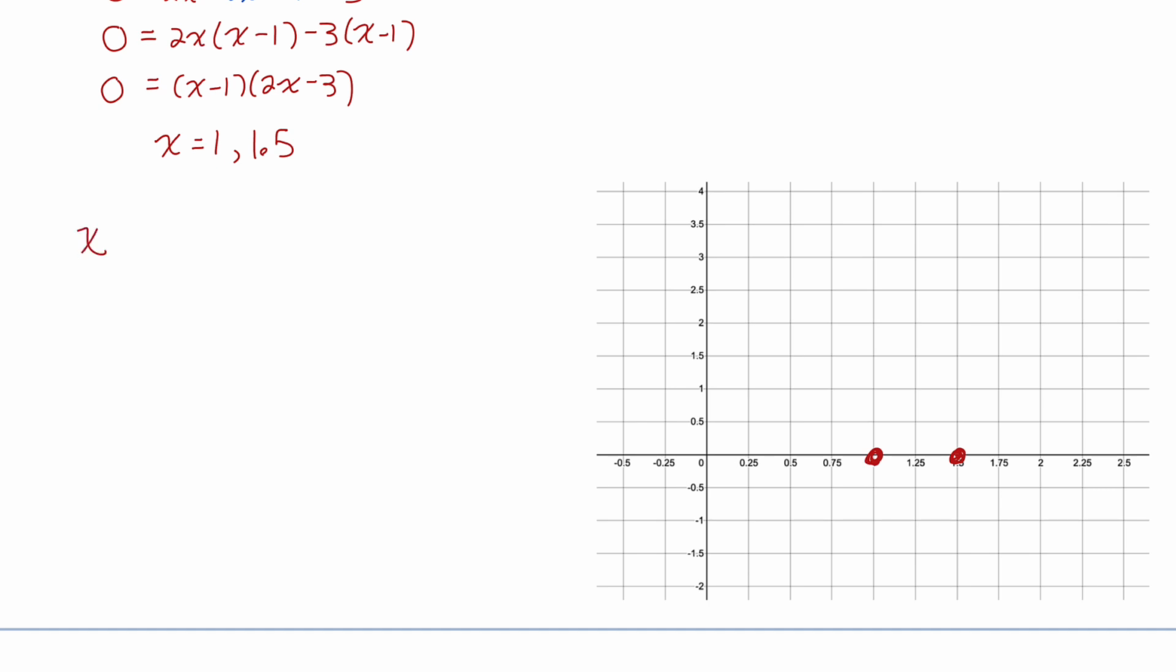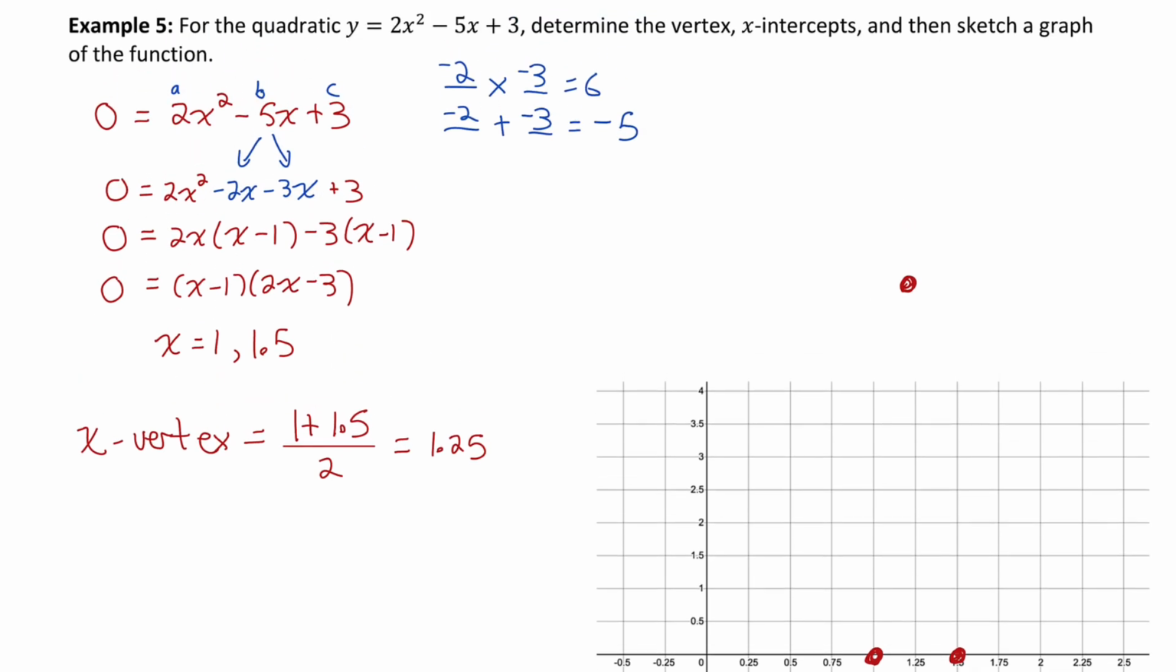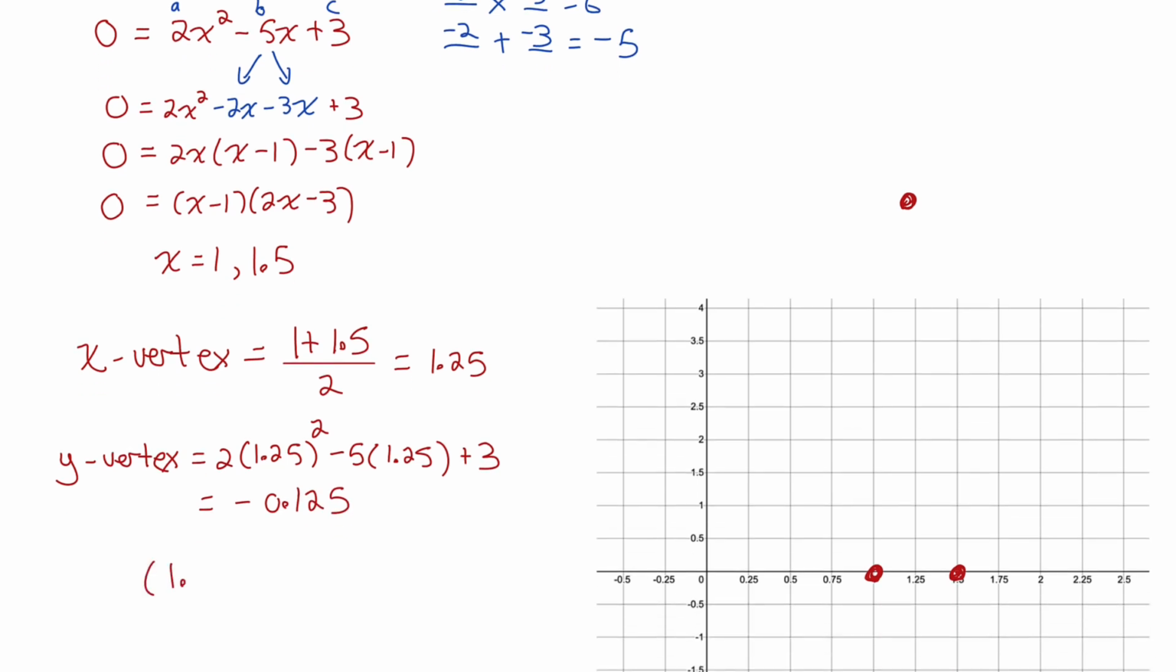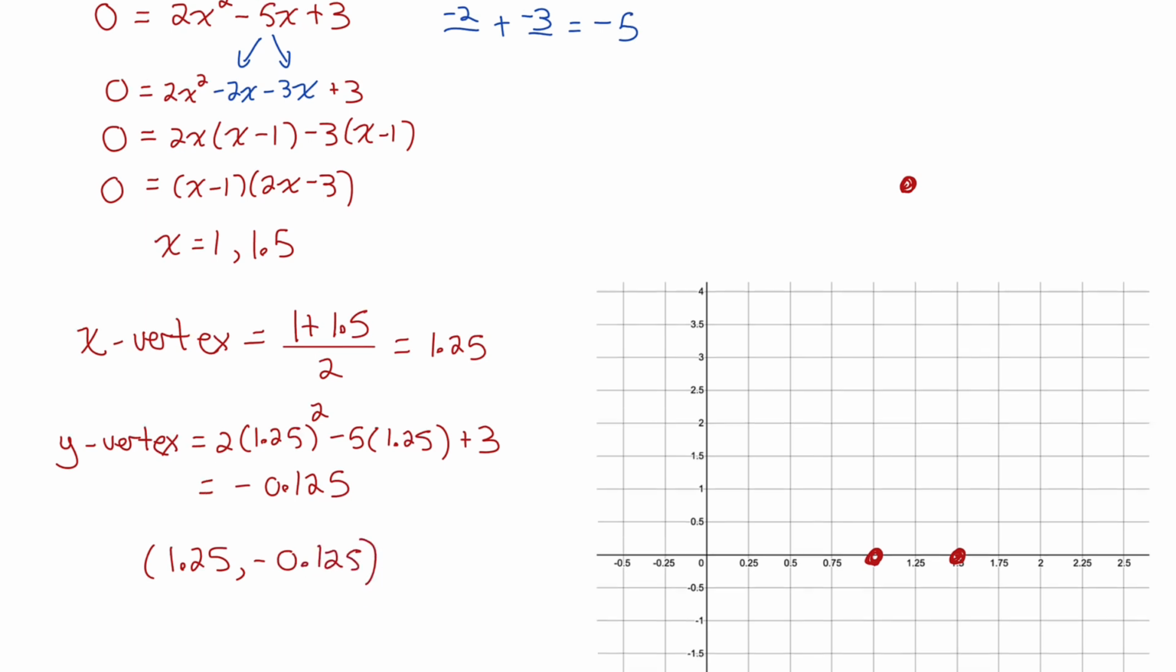So the x-coordinate of the vertex is going to be at the average of 1 and 1.5. And to find their average, I can just add them and divide by 2, which gives me 1.25 as the x-coordinate of the vertex. But I don't know the y-coordinate of the vertex yet. So let's find its y-coordinate by subbing 1.25 into the original equation for x. And if I do that, I get -0.125. So my vertex is at 1.25, -0.125. So I can plot that point.